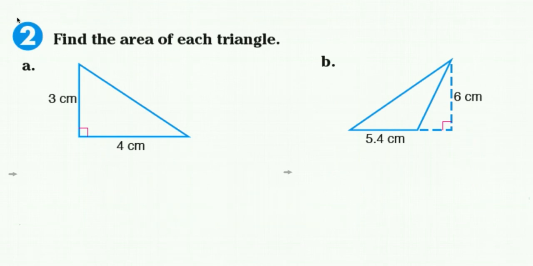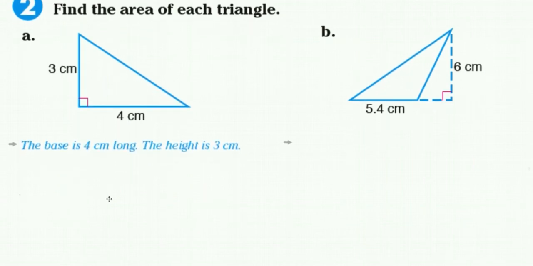So let's move on to example number 2. We want to find the area of each of these triangles. Example 2A is easy enough because you know what the height is right away because of that little sign here which indicates a right angle. You know that 3 centimeters is perpendicular to 4 centimeters. So you know right away that 4 centimeters is your base, and 3 centimeters is your height. So the base is 4 centimeters long, the height is 3 centimeters long. Then we apply the formula for a triangle: area equals 1/2 base times height.